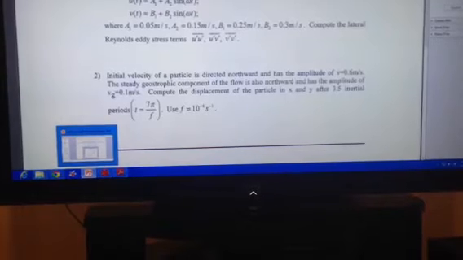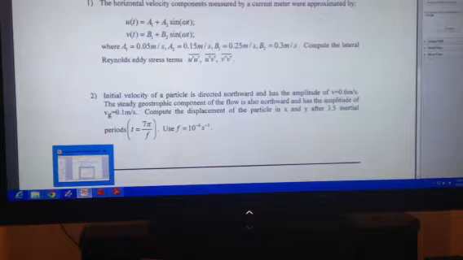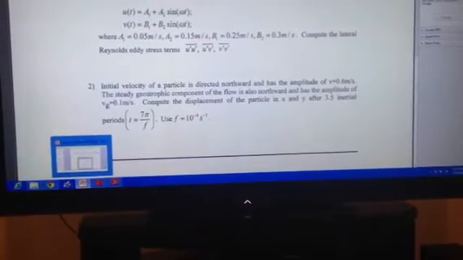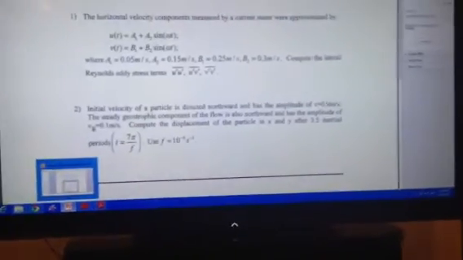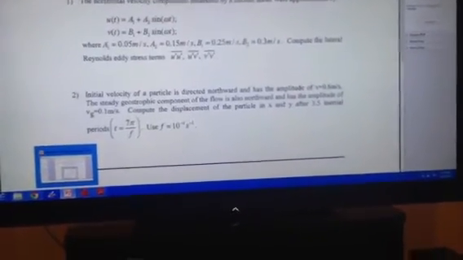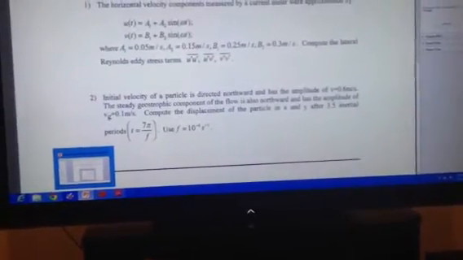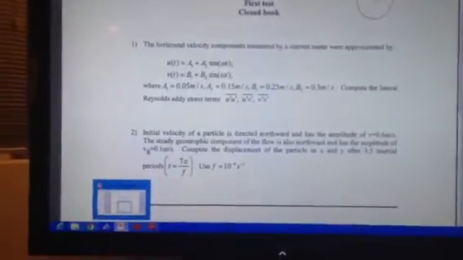So compute the displacement of the particle in x and y after 3.5 inertial periods, where t equals 7 pi divided by the Coriolis parameter f. And another thing that very much simplified this is we're just literally saying f equals 10 to the negative 4 inverse seconds. So let me switch to the PowerPoint now.